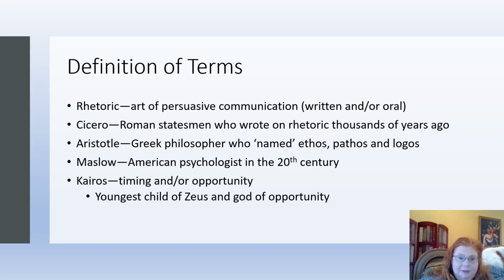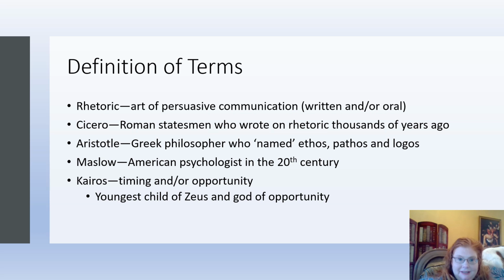Definition of terms. Rhetoric. This is a term that a lot of people use, but they don't really understand what it means. This is essentially the art of persuasive communication, written and or oral. Cicero and Aristotle, these are some of the founding fathers, or rather credited to be the founding fathers of rhetoric. Cicero was a Roman statesman who wrote on rhetoric thousands of years ago. Aristotle, Greek philosopher, who named or coined the term of ethos, pathos, and logos.